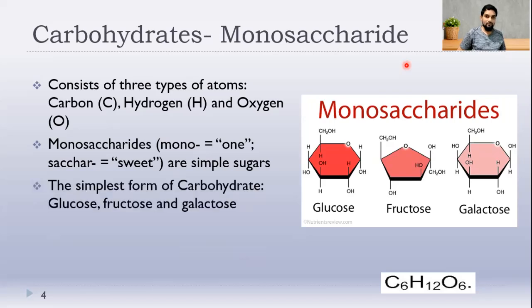So the simplest form of sugar, or the single unit of the sugar, is glucose. We have fructose, and we have galactose. On the diagram on the right, as you can see, we have the three structures of the different forms of monosaccharides. The difference between the three of them is really the arrangement of the atoms, because the chemical formula for each one of these monosaccharides is the same. The chemical formula being C6H12O6. All of them have the same chemical formula, but structurally they're different.